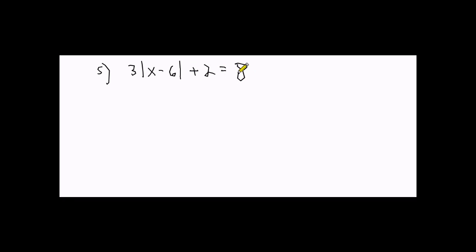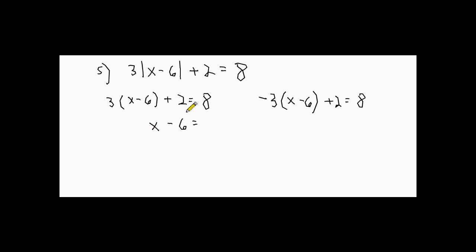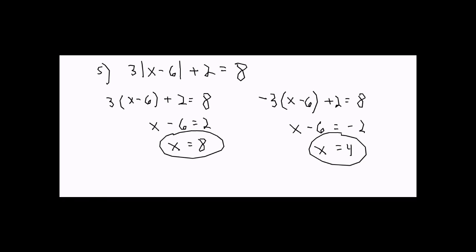And I told you when you see this, you just get two equations. You get 3 times the original, put it in parentheses, or you get negative 3 times the original guy plus 2 equals 8. When you solve both of these, you can do minus 2 divided by 3. You get x minus 6 equals 2, so x is 8. And over here, minus 2 divided by negative 3, you get x minus 6 equals negative 2. When you add 6 to that, you get 4. So those are your two answers, 8 and 4.